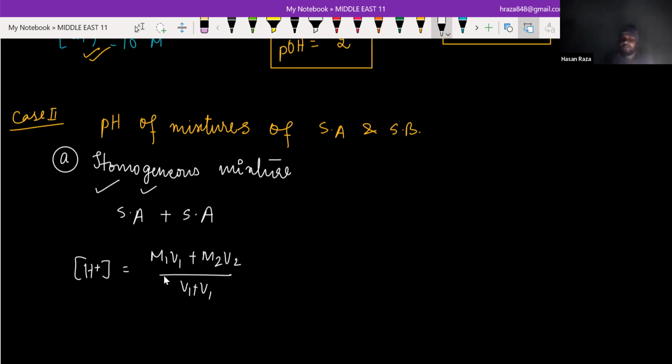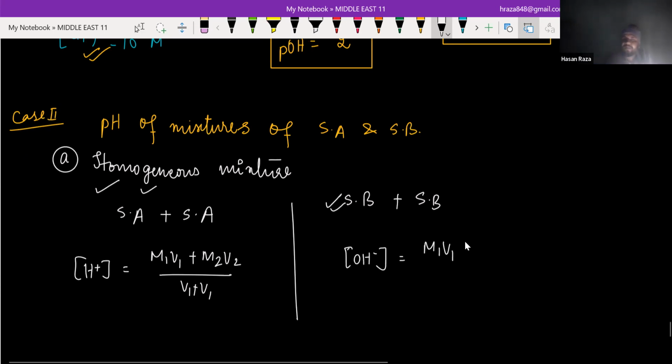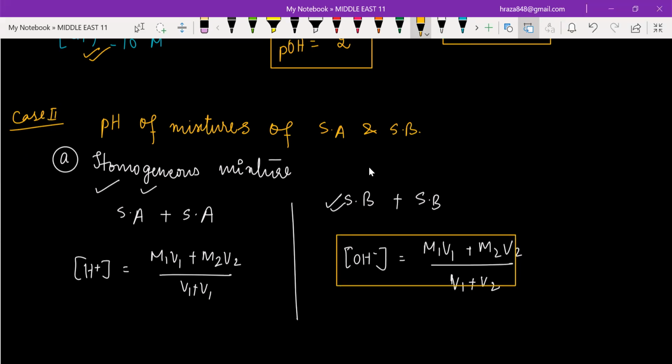What does this M1 represent? That is the molarity of the first strong acid, and V1 is the volume of the first acid. M2 represents the second acid and V2 the volume of the second acid. Similarly, a strong base plus a strong base. When a base is mixed in a base, that is homogeneous. Since it is base, we will have OH minus, and OH minus is equal to M1V1 plus M2V2 upon V1 plus V2. Is that clear? Yes, sir. Thank you so much.